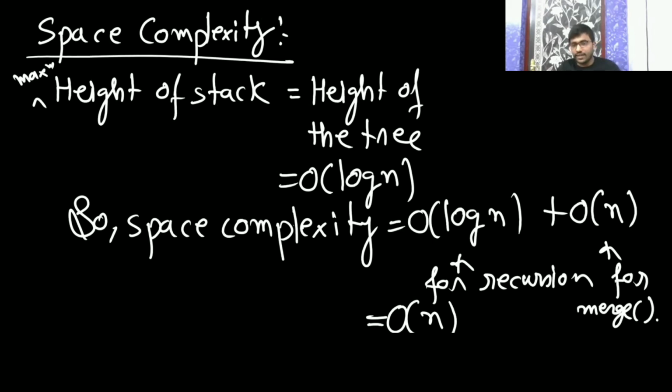See, for recursion it is taking big O of log n, and for the merge function it requires big O of n. So overall space complexity is going to be big O of n. So it is not an in place sort.